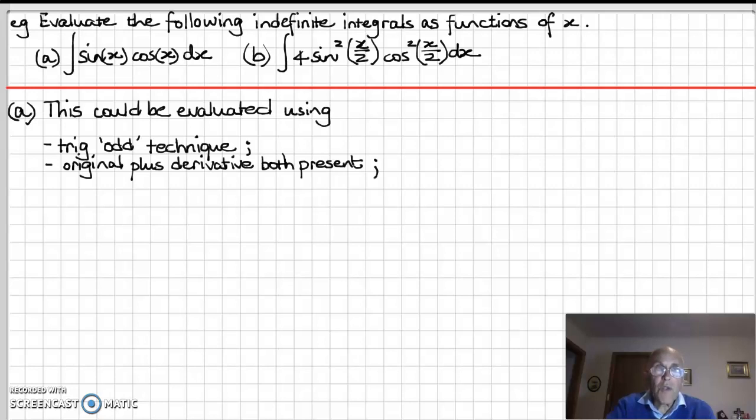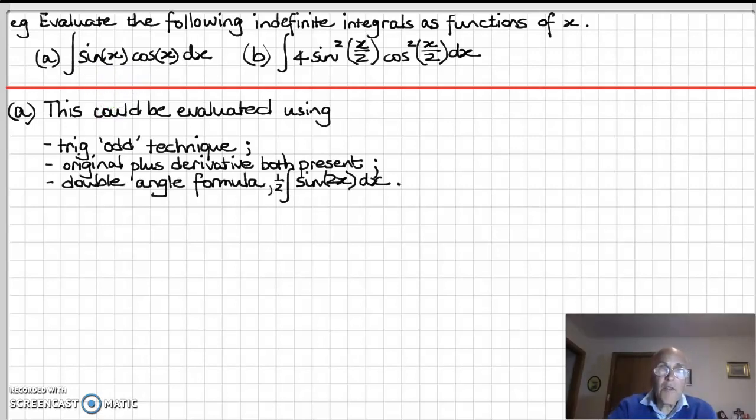Or we could use original plus derivative both present in the same integrand, which we have already covered the theory of in a previous video. Can you see that? Cos is the derivative of sine, so you could do it that way. And you can also use the double angle formula, because that integral equals a half of sine 2x with respect to x. So that's a smorgasbord of options, okay? But we're going to use the odd technique because this lesson is about the trig odd and even technique. So we'll use odd.